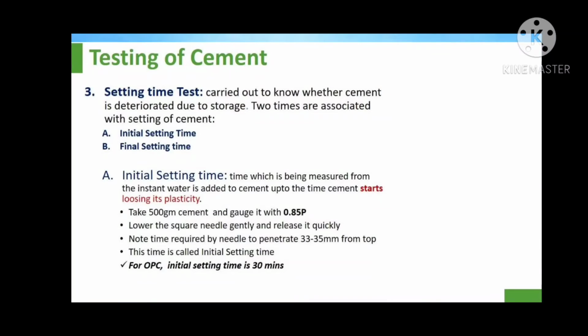Third, setting time test. It is carried out to know whether cement has deteriorated due to storage. Two times are associated with setting time: A. Initial setting time and B. Final setting time. A. Initial setting time is the time measured from the instant water is added to cement up to the time cement starts losing its plasticity. Take 500 gram cement and gauge it with 0.85 P.